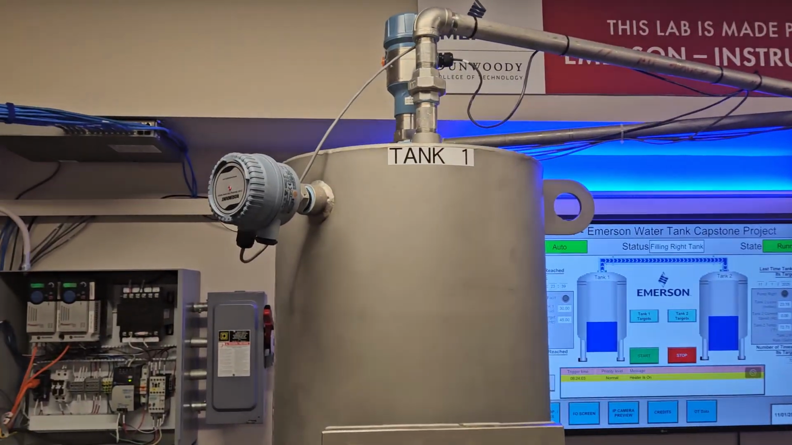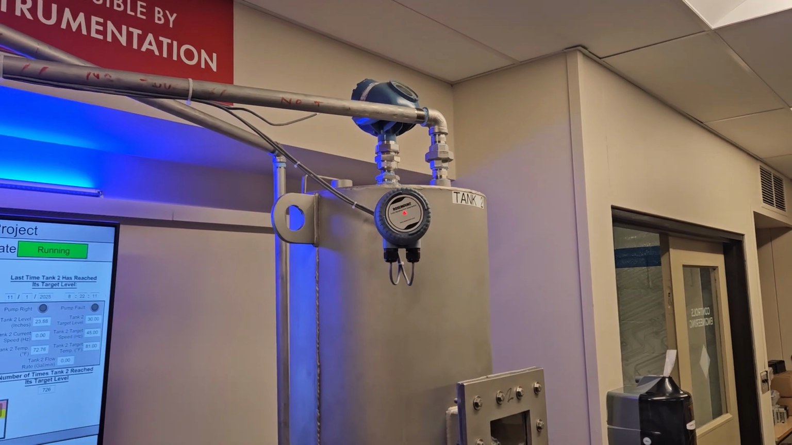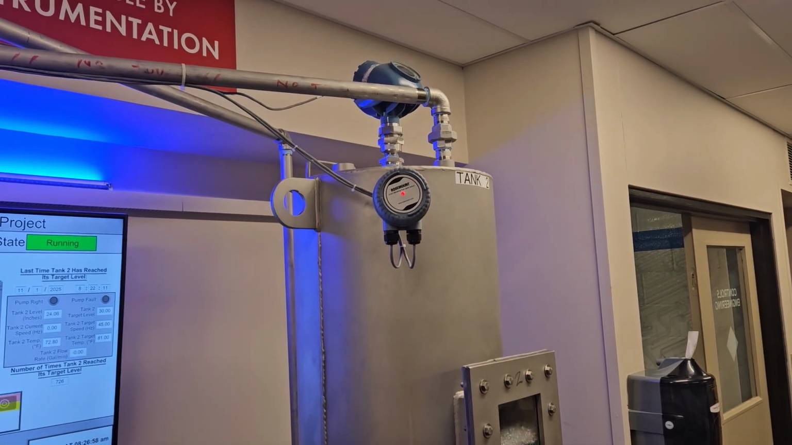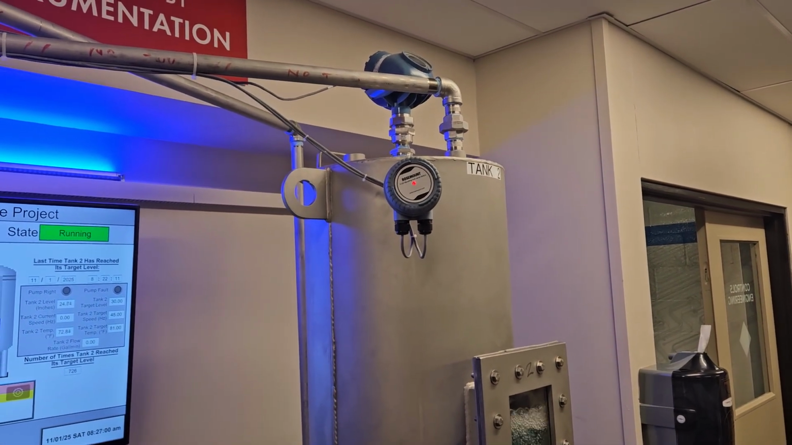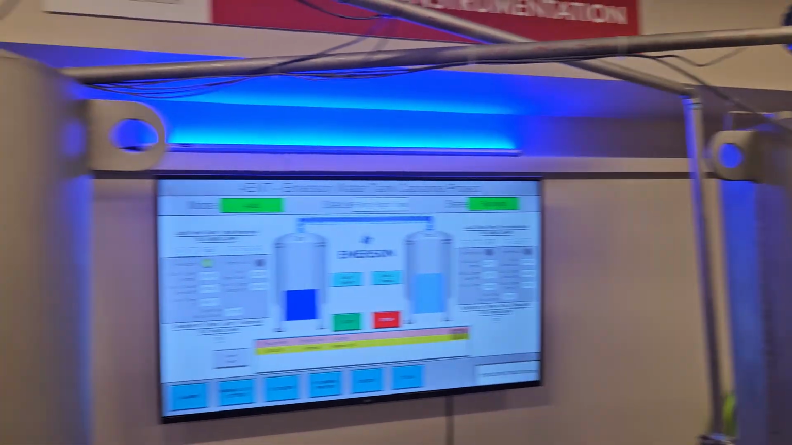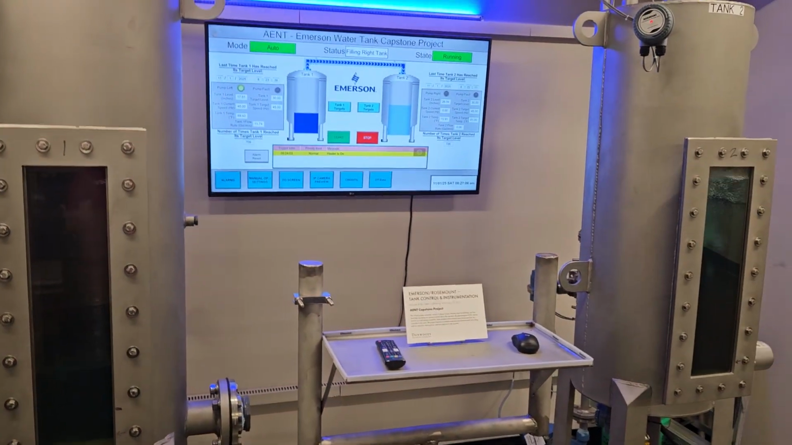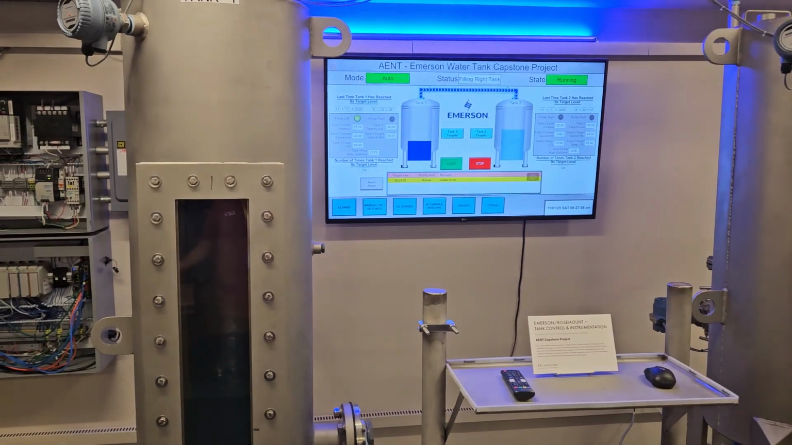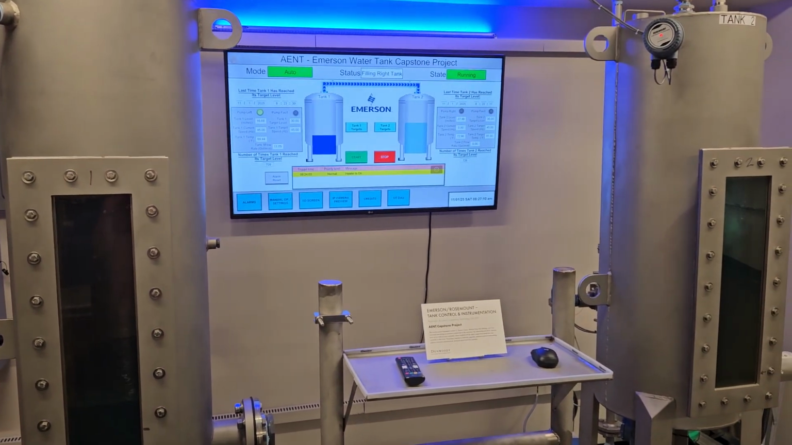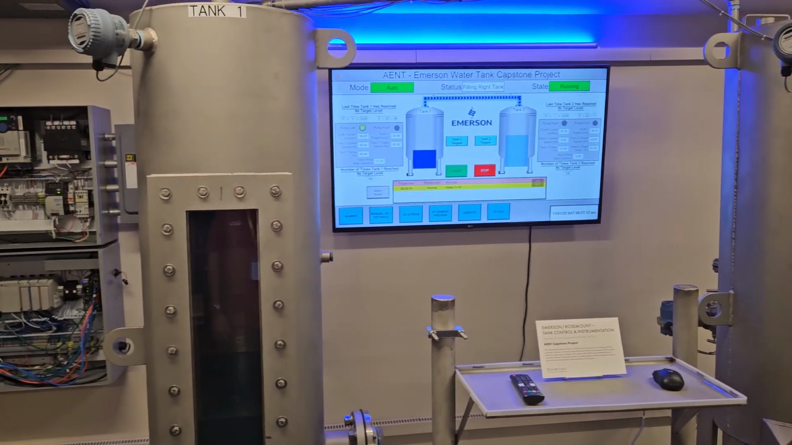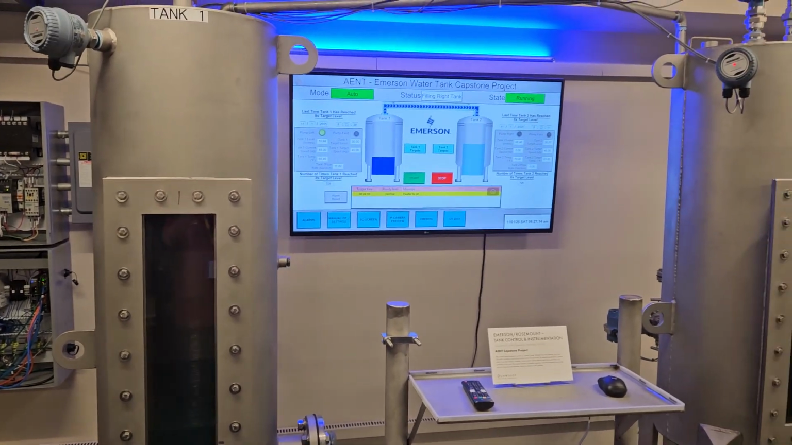These 2 fork level detectors are actually my safety measures to ensure that no matter what happens, they're not going to be able to dump water all over the floor by overfilling one tank or overheating a tank or something like that. So this is our Emerson Process Controls Instrumentation Lab with our link to our cyber range for OT cybersecurity. And that concludes this video.